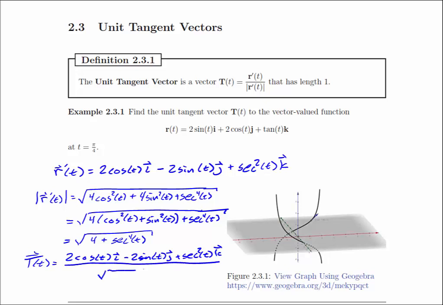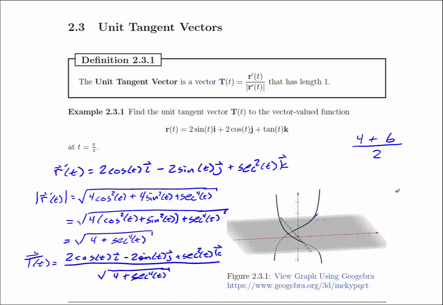All over this square root. And keep in mind that this square root gets divided into each of the components, just as we would with any addition in a numerator. Like if I had 4 plus 6 over 2, that equals 4 over 2 plus 6 over 2, right? So this same idea is applied here, where the 2 cosine of t gets divided by this square root, the negative 2 sine of t does, and so does the secant squared.